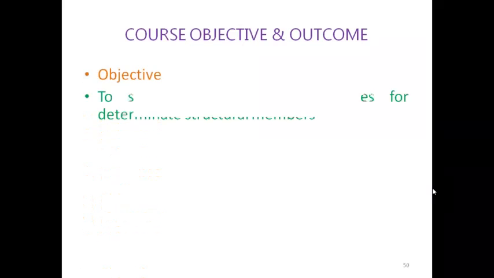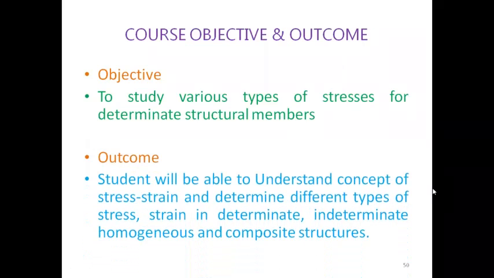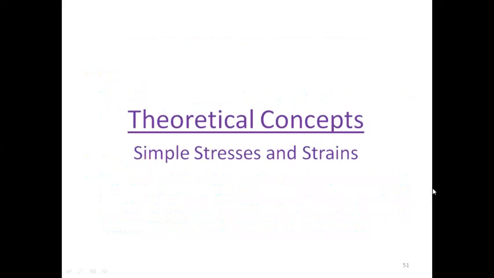So first we'll take a look at the course objective and the outcome. The objective of this unit is to study the various types of stresses for determinate structural members, and the outcome is that you would be able to understand the concept of stresses and strains with different types of stresses and strains in determinate, indeterminate, homogeneous, and composite structures. So first we'll see the theoretical concepts related to our first unit, that is simple stresses and strains.